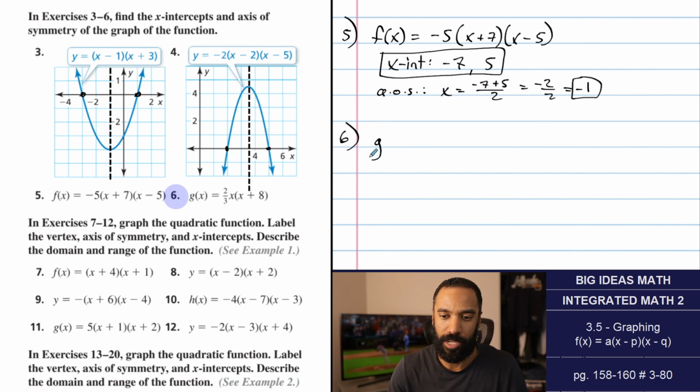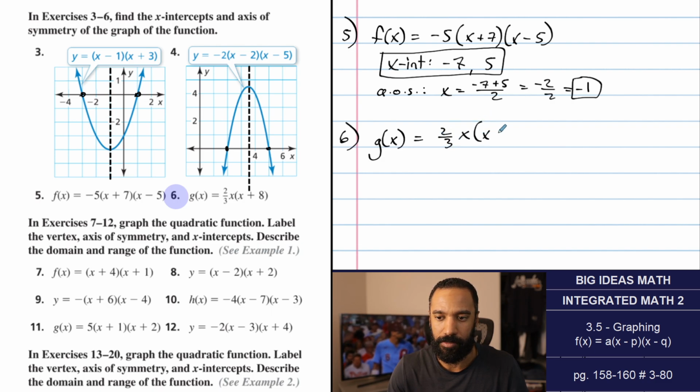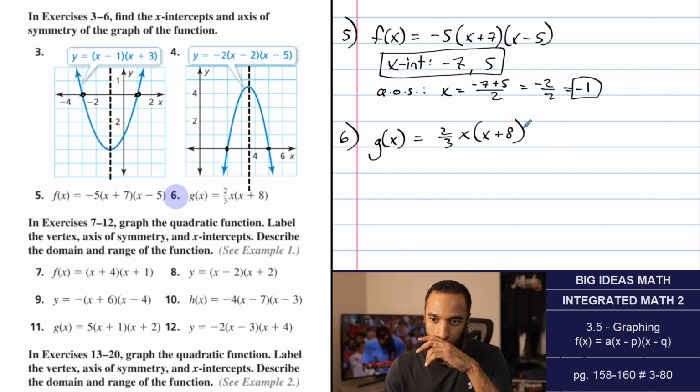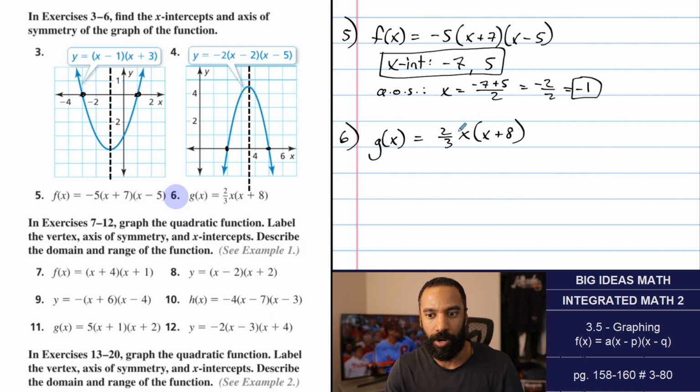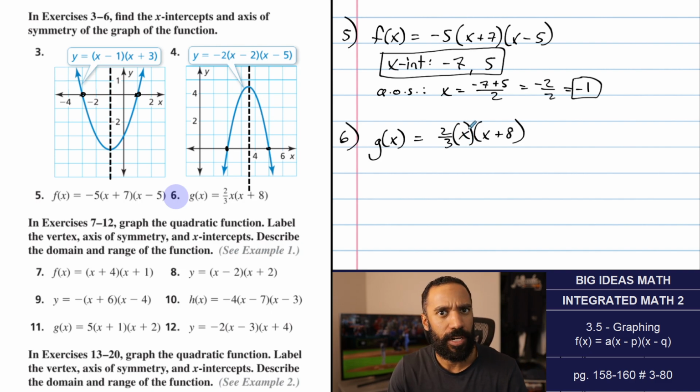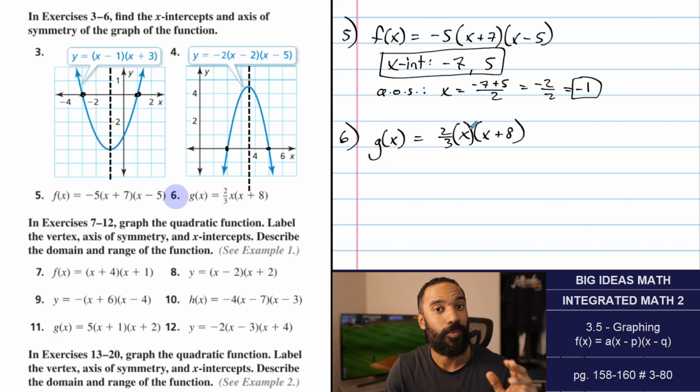Number 6, we have g of x, especially if we had to graph it. G of x equals 2/3 times x plus 8. Now notice how I said 2/3 times x, etc., right? This is one of your factors, not the 2/3. That's like your a value. But x is one of your factors. What's the opposite of x? We don't take the opposite of x. We take the opposite of what's adding or subtracting with x, which is 0.